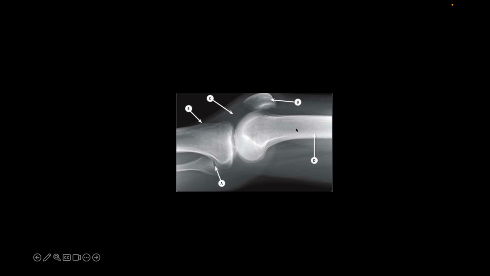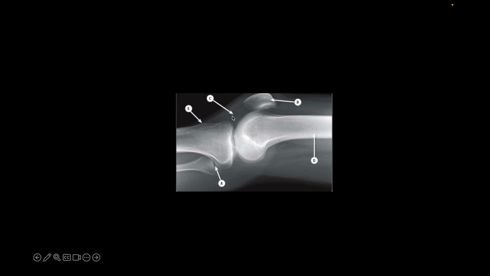Again, a lateral view of the knee. A is your proximal tibiofemoral joint. Remember, you've got a distal one at the ankle. B is your patella. C is a fat pad. So this is your infrapatellar or Hoffa's fat pad. You can call it either or.